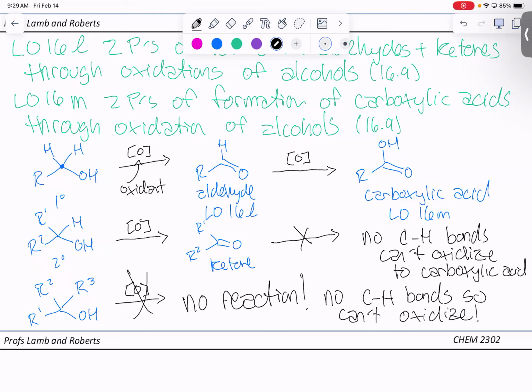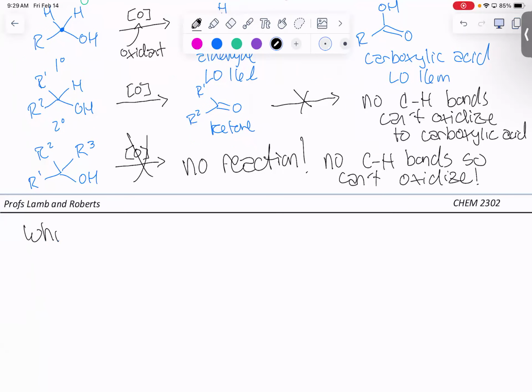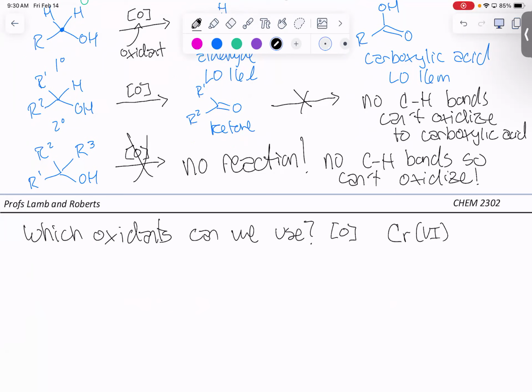All right, so it's a 2P question. We want to know, what is the oxidant? What is the identity of this bracketed O? We use a lot of chromium 6 reagents. Let's look at where chromium is on the periodic table. It's a first row transition metal in our D block. It's element number 24, and it's very strong at oxidizing.